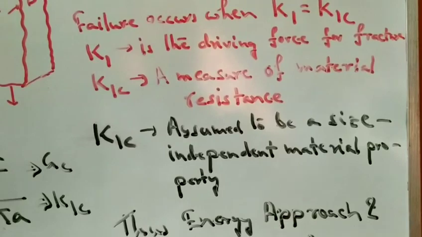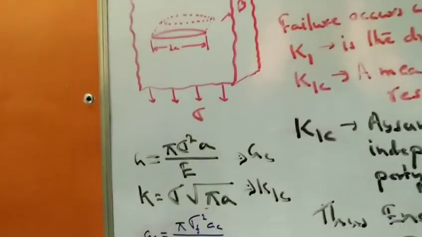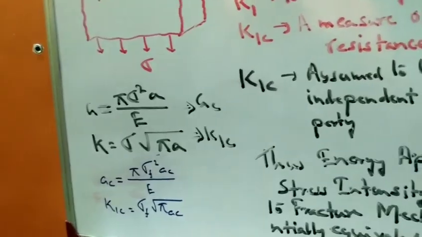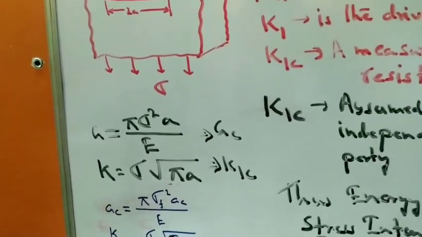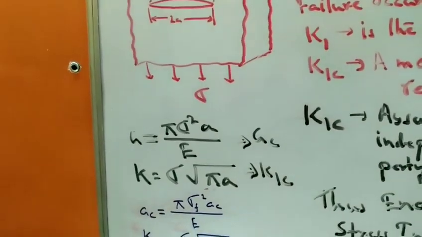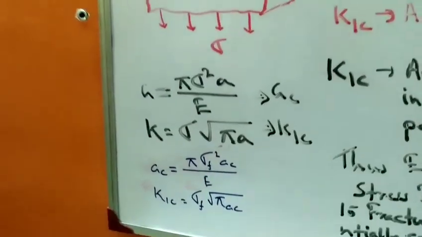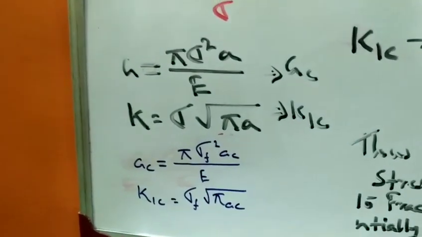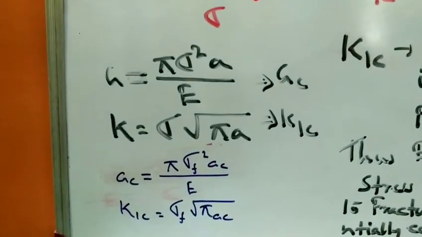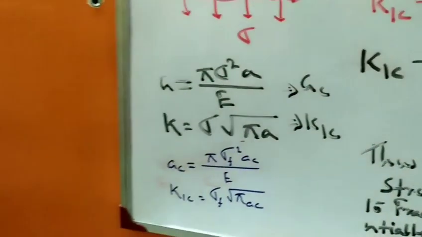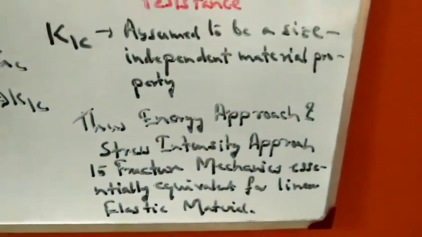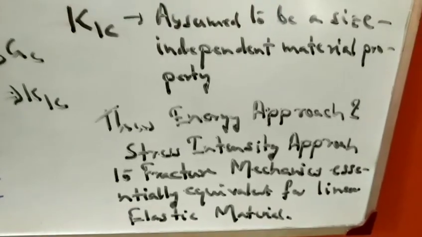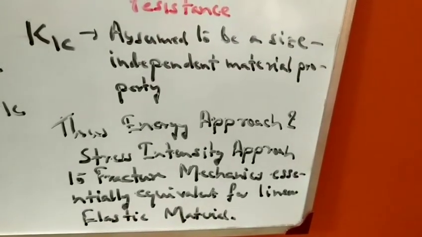Now if you compare the energy-based equation, we say that G is equal to pi sigma square A by E, where G is the driving force for the crack. When G comes to GC, that is pi sigma F square into AC by E, fracture occurs. Similarly, when K becomes equal to K1C, that is sigma F root pi AC, fracture occurs. So that indicates that the energy approach and the stress intensity approach to fracture mechanics are essentially equivalent for linear elastic material.